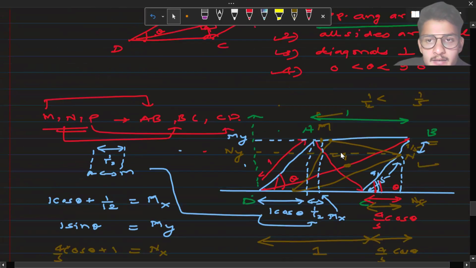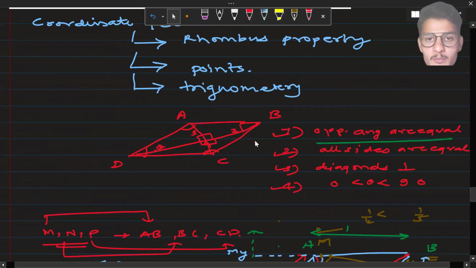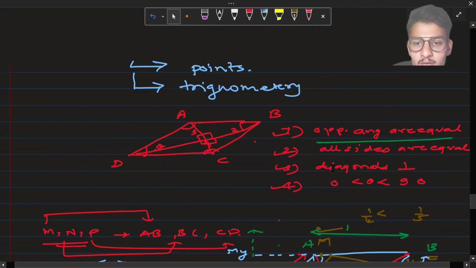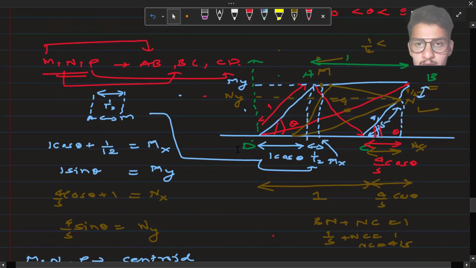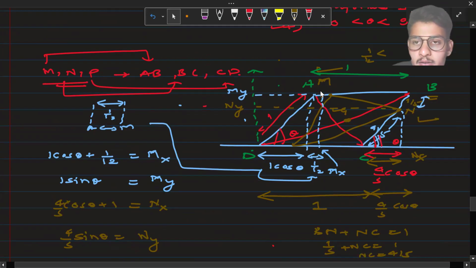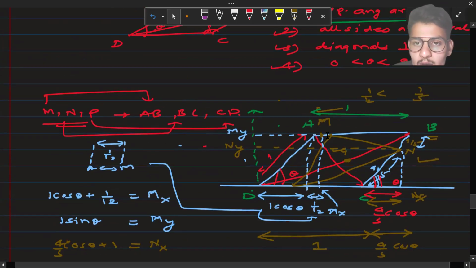Clear, everything is clear. First of all, we have a rhombus and we have written the properties of the rhombus. Opposite angles are equal, all sides are equal, diagonals are perpendicular, and theta is from 0 to 90. These four properties. Then the question has also given that AM is 1/12 of the AB.